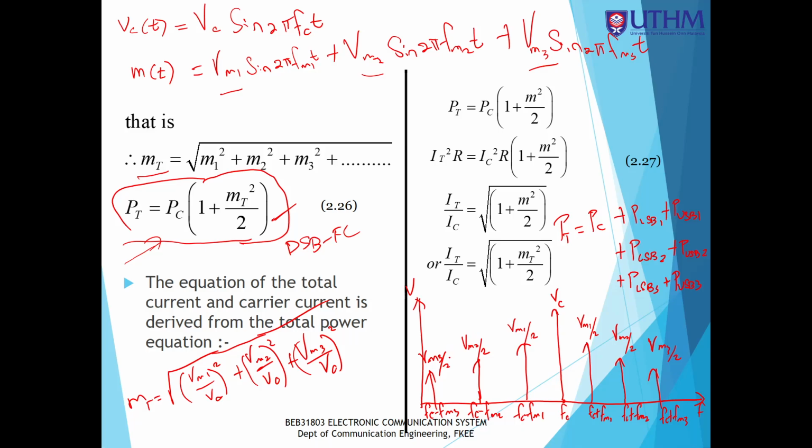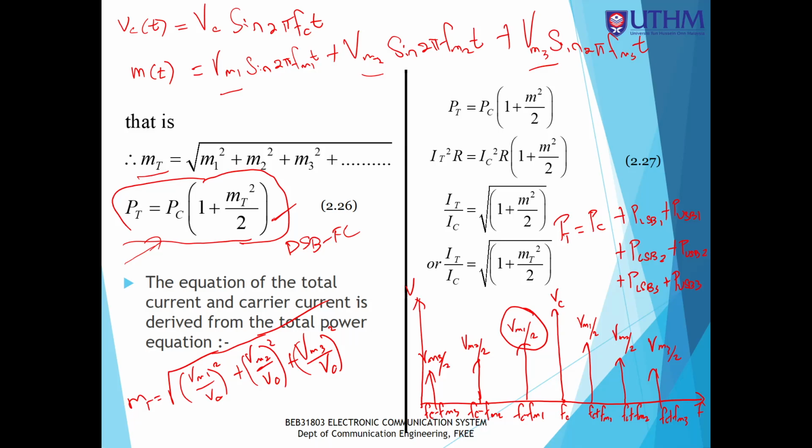How much is the power? For example, this one: when you want to find the power, that means Vm1 over 2, squared, divided by 2R. So you get this power, similar with the other components. Remember, if we have more than 3 inputs, for example 10 input messages, then we're gonna have 20 sideband, 2 times 10.